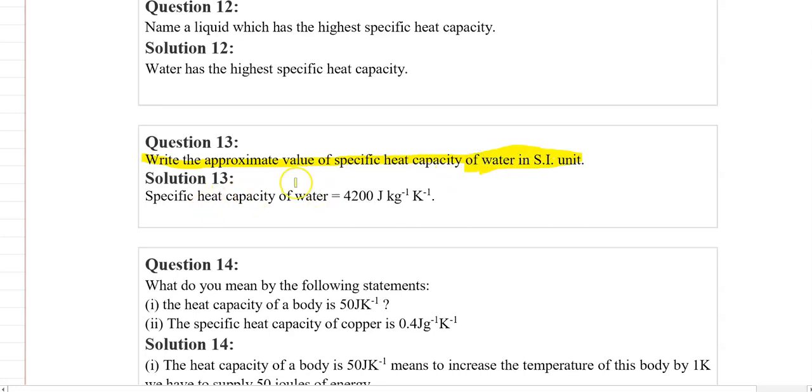Most of the students answered wrong. It is 4200 joule per kg per Kelvin, not 1000. In SI unit, it is the amount of heat energy required per unit mass, per kg, per 1 degree centigrade. We know the CGS unit is 1 calorie per gram per degree C. To convert, calorie is 4.2 joule and per gram inverse means 1000 kg inverse, giving joule per kg per degree centigrade.